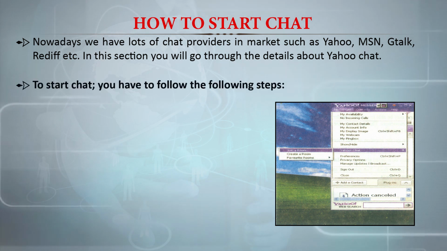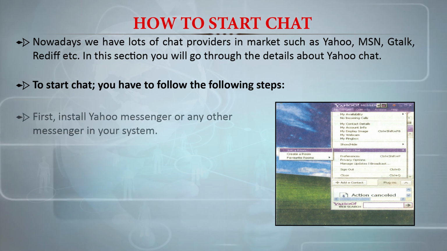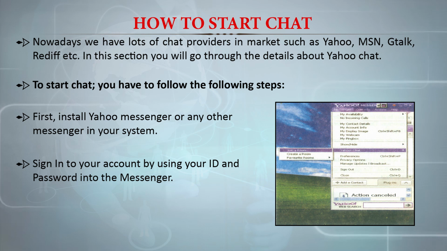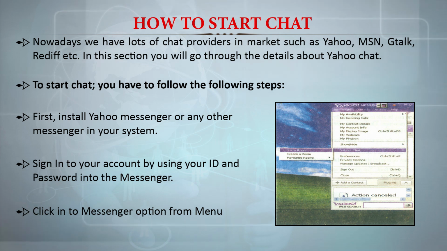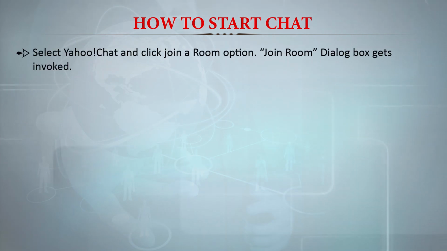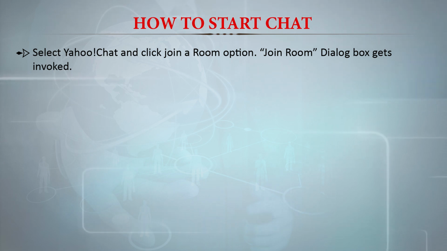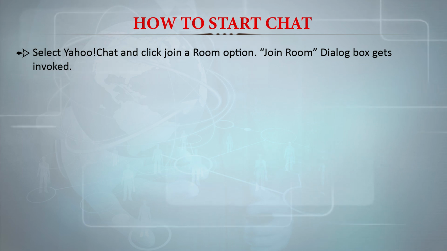To start chat, first we have to go through some steps. The first step is to install the Yahoo Messenger or any other messenger in our system. Then we sign into our account by using the ID and password. Then we click on the messenger option from the menu. And now from the image, it is very clearly visible that we have to select the Yahoo chat and click on the join a room option.